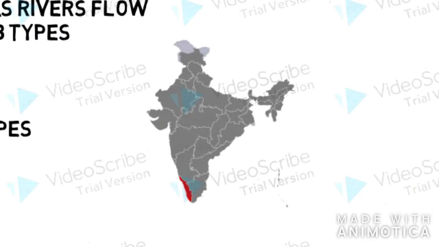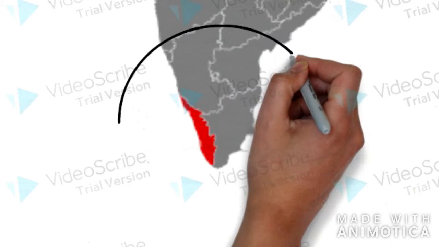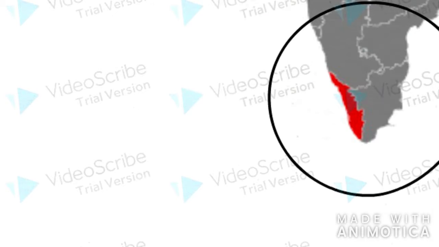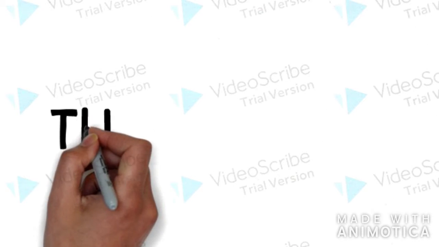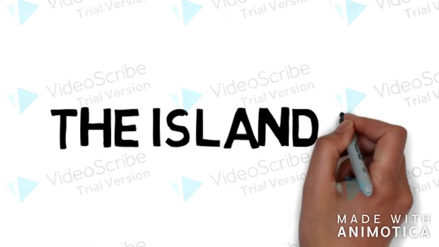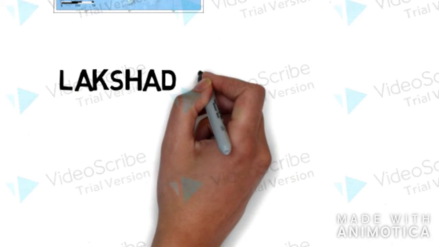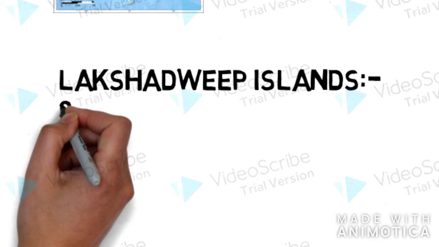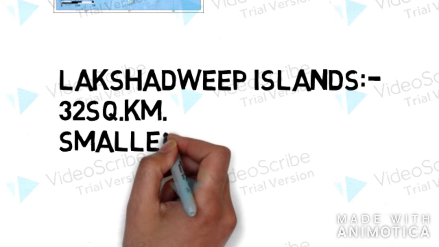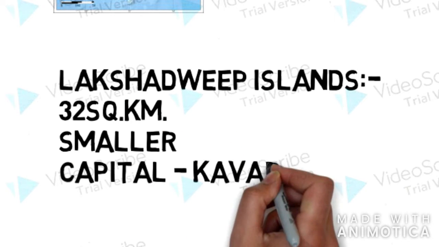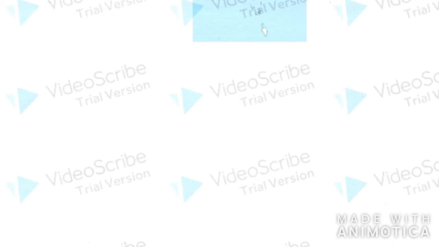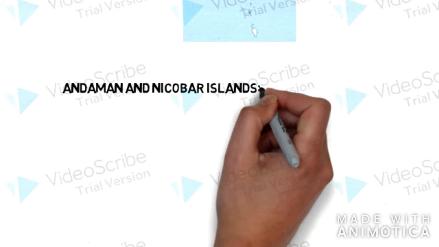Okay. So now let's go to the islands. Wow, the relaxing spot, right? Many of you have been there, I guess. So Andaman and Nicobar and the Lakshadweep Islands. Now let's go to the Lakshadweep. Lakshadweep Islands are 32 square kilometers, smaller in size, and the capital is Kavaratti. Now let's move on to Andaman and Nicobar. Andaman Nicobar Islands are 8,250 square kilometers, the capital is Port Blair, and it has an enormous volcano which erupts every 40 years.